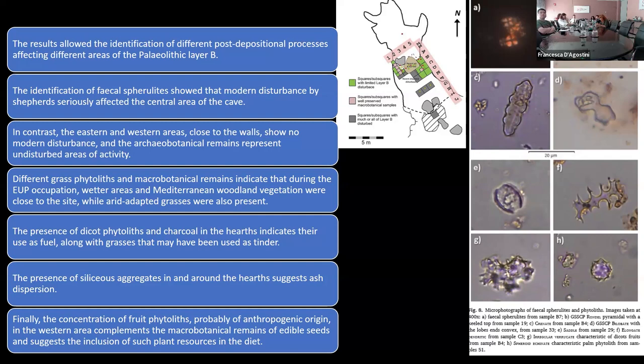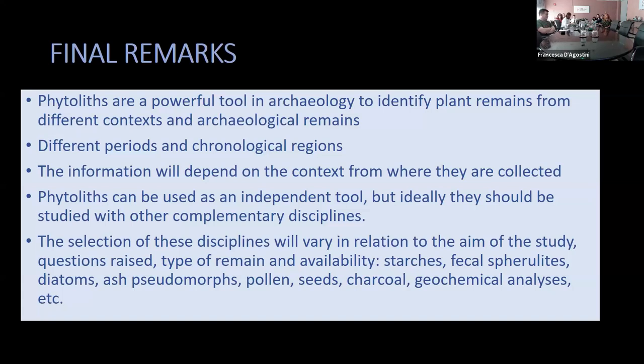So we saw the presence of siliceous aggregates in and around the hearth, suggesting ash dispersion. So they were dispersing the ash of the hearth. And finally, we also found fruit phytoliths, probably of anthropogenic origin, that complement the microbotanical remains of edible seeds. So we think they were part of the diet.